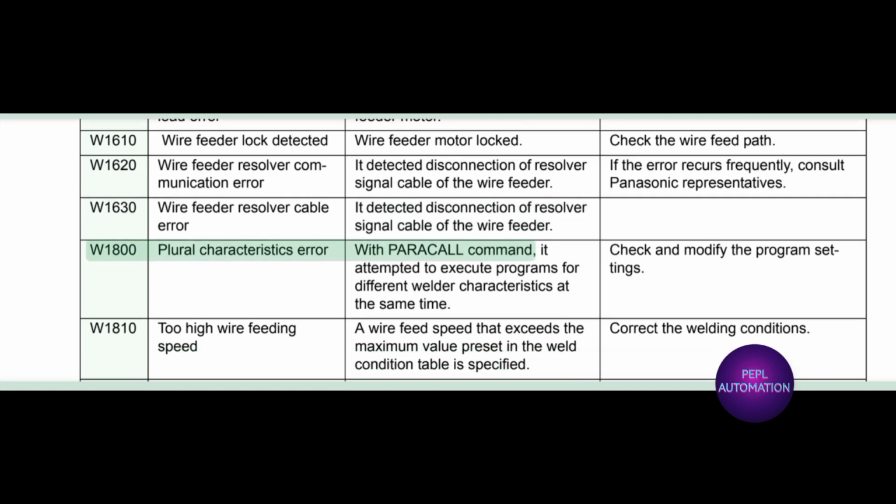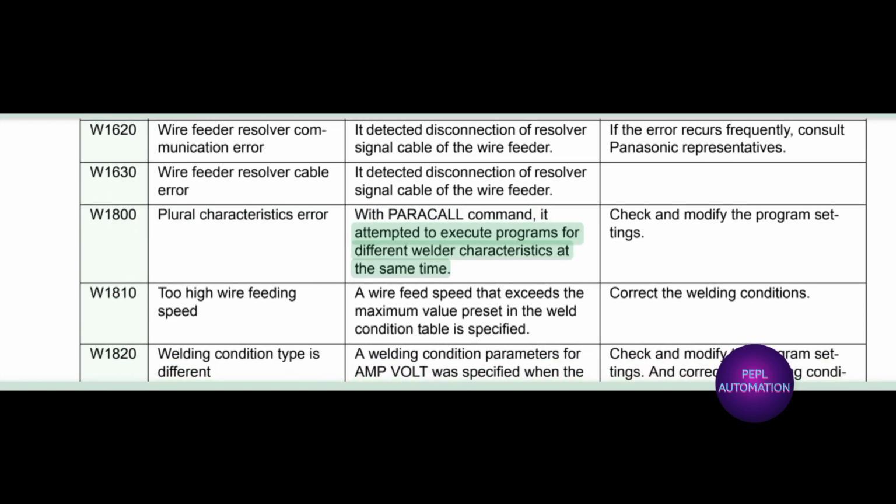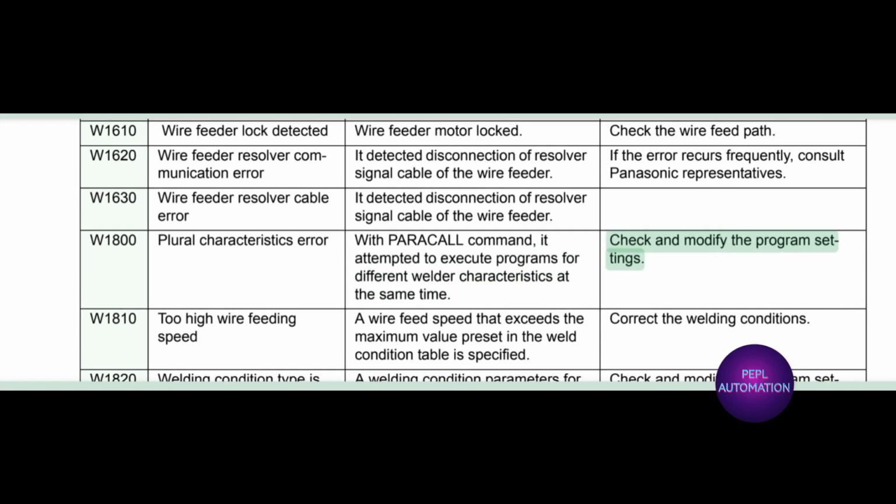W1800 plural characteristics error with PARACALL command. It attempted to execute programs for different welder characteristics at the same time. Check and modify the program settings.